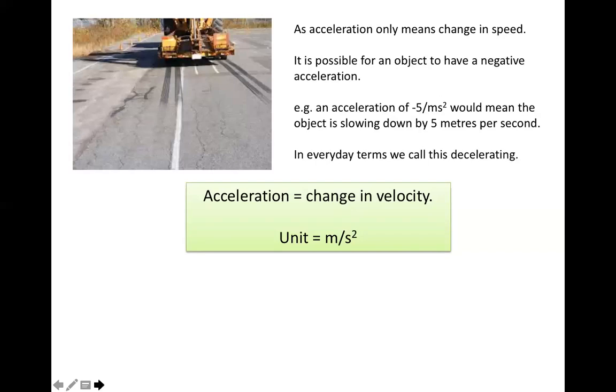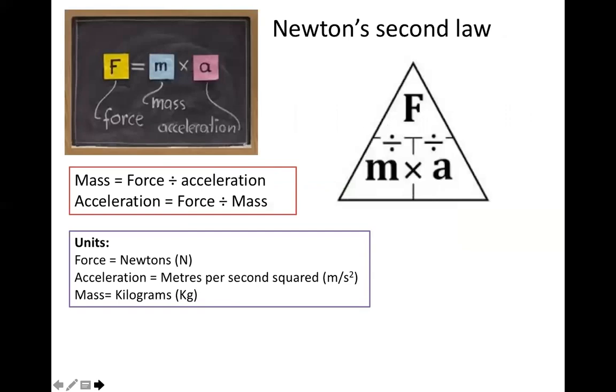Okay. So let's look at the next one. This is Newton's second law. Like I said earlier, we're looking at Newton's second law, which states that force equals mass times acceleration. F is force, M is mass. Mass is usually in kg. Acceleration is the change in velocity. So I can draw this triangle.